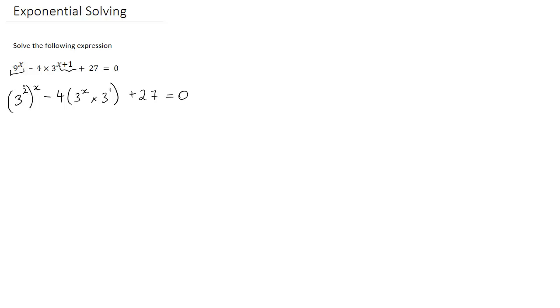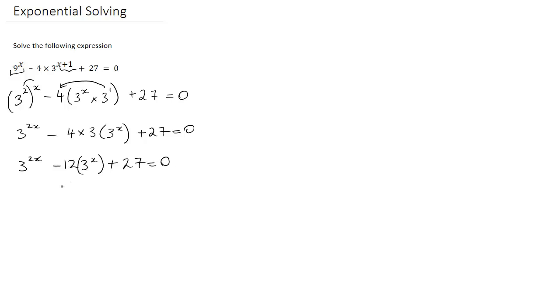Now that I have this part, I can multiply the two indices out. And I can actually take this 3 and multiply it by the 4 outside there. So now that we've got this worked out, we can just go 3 times 4 is minus 12, and 3 to the power of x plus 27 equals to 0.